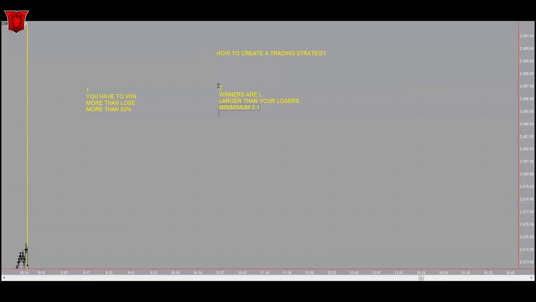And I know I spelled minimum wrong there. You guys will have to bear with me. Reward to risk ratio. So basically what that means is, if you're going to make $200 on a trade profit, you want to make sure that you lose less on average than about $100.